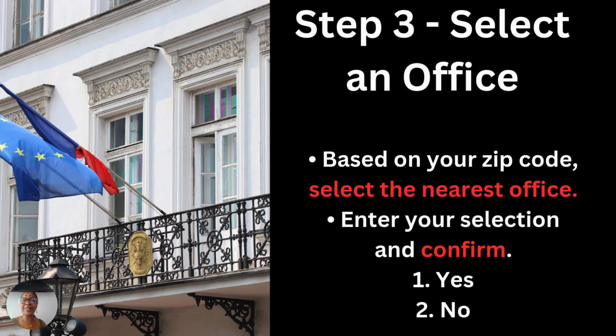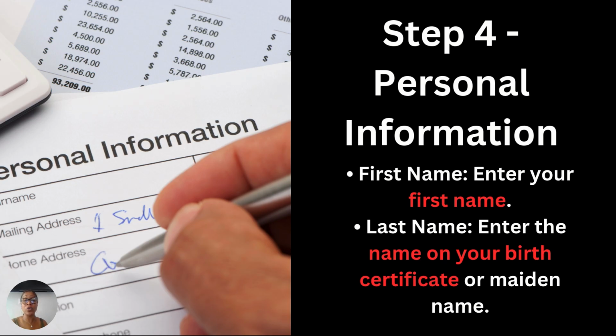Now you're going to select the office, and that is based on your home zip code. Once you put in your zip code, it's going to go through the list and populate the consulate office that is closest to you based on your zip code. Once you put that information in, once again, you're going to select one for yes or two for no. The next step is putting in your personal information.